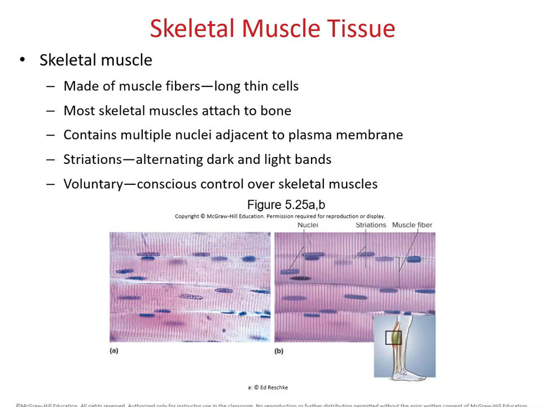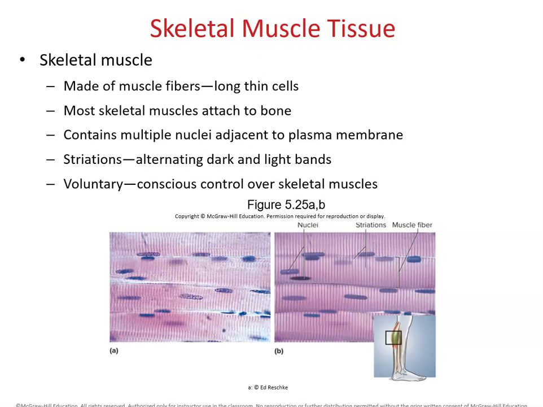Starting with skeletal muscle tissue, these are the voluntary muscles. Think of your bicep, your tricep, your quad, your hamstring muscles. These skeletal muscles are made of long, thin cells. They're typically attached to a bone and pull or push on the bone in order to create movement. Skeletal muscle cells have multiple nuclei, and those nuclei are usually found very close to the plasma membrane.